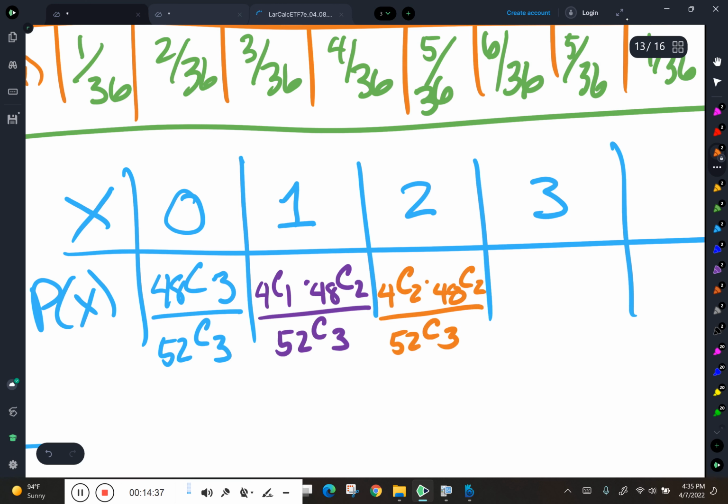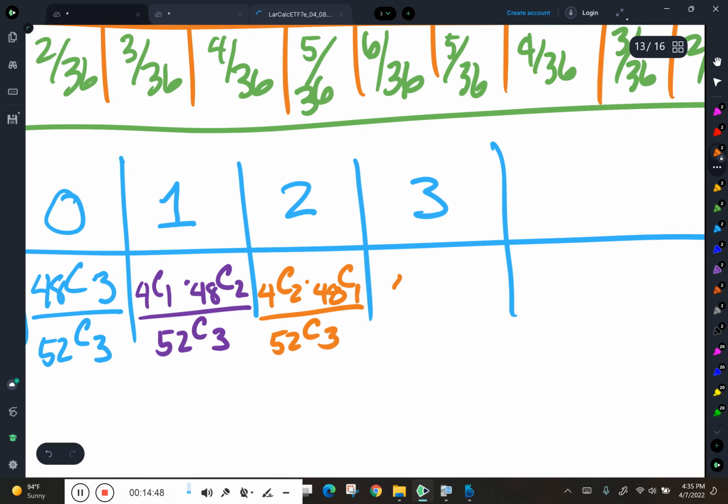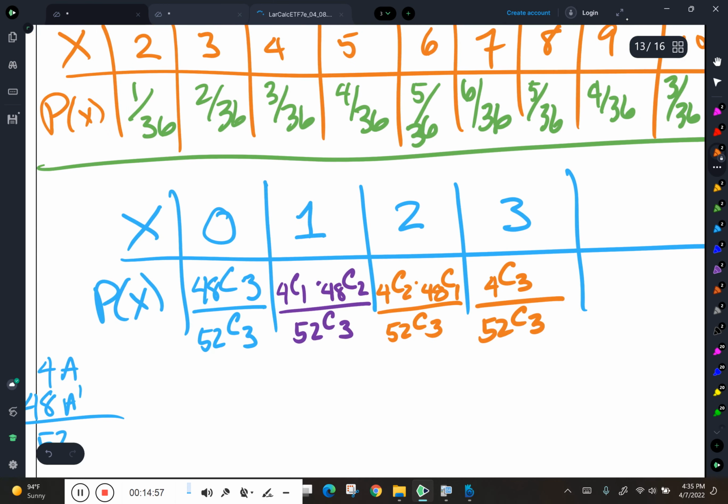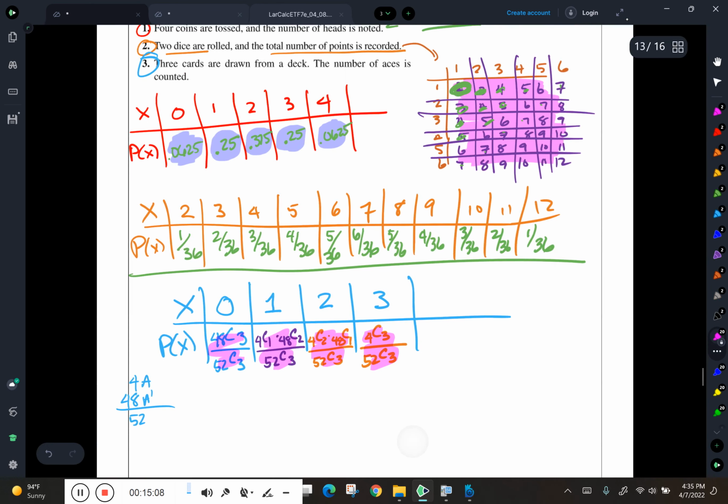Oops. I'm sorry, I misspoke right there. We're only picking 3 cards total. So pick 2 aces and then pick 1 not ace. And if I want them all to be aces, it's just 4 choose 3 over 52 choose 3. Now, I don't know what these numbers are, but I could punch all of this into my calculator and get a numerical value, and then that will be my probability distribution. I believe that you can push those buttons out.